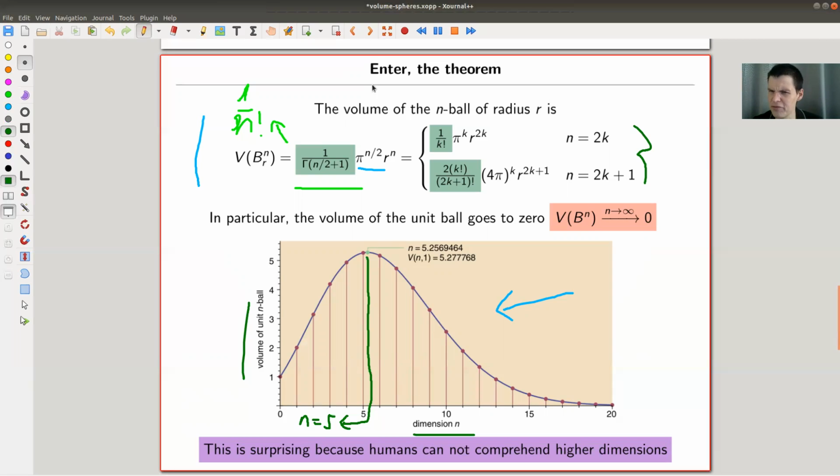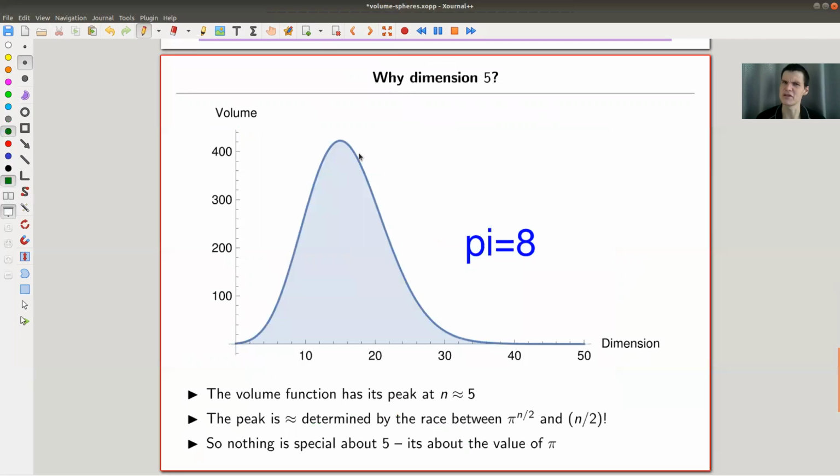So what is actually so strange about n equals 5? Why is 5 dimensions so interesting? That took me a while to understand, and it's very nicely explained in the paper I mentioned that this talk is based on, linked in the description. And the answer is nothing is special about 5. Dimension 5 is not special at all. So why dimension 5? Well, it's just a fluke.